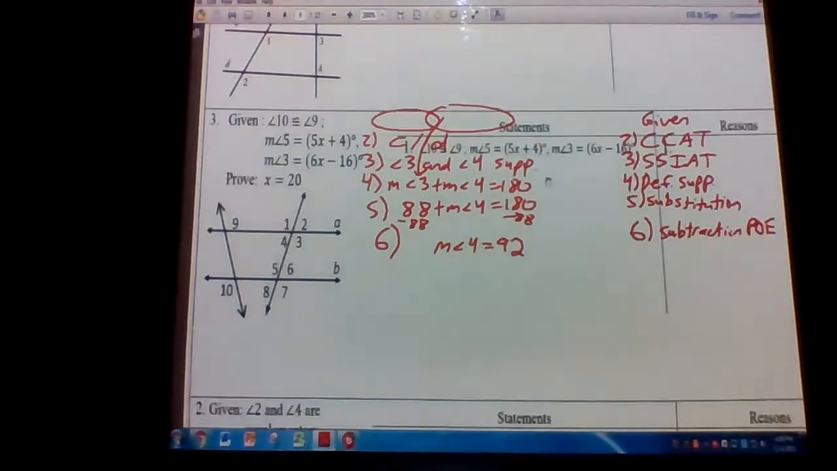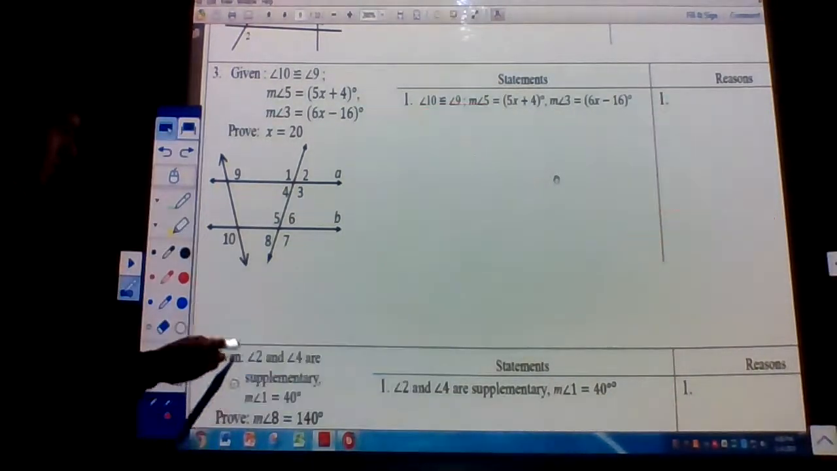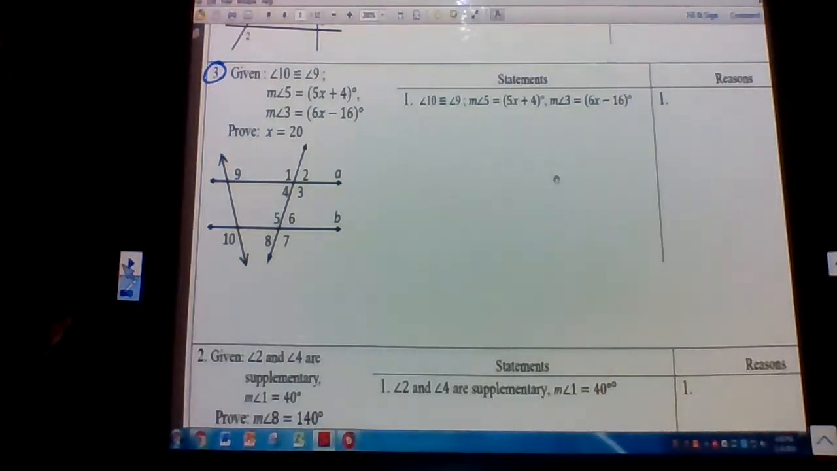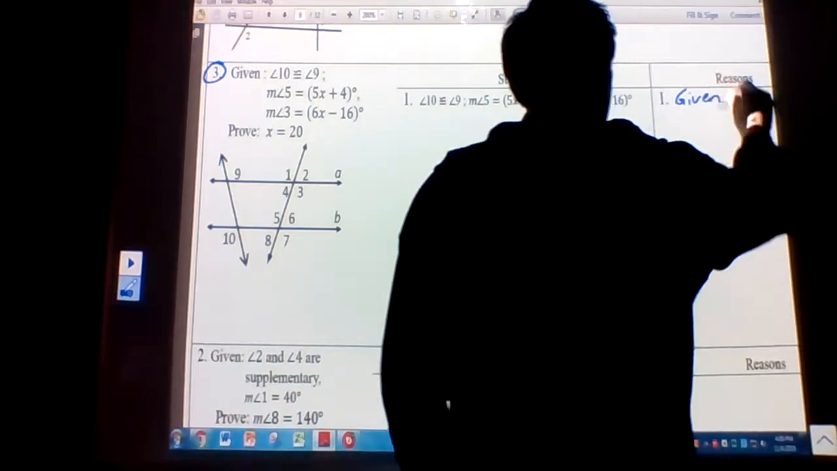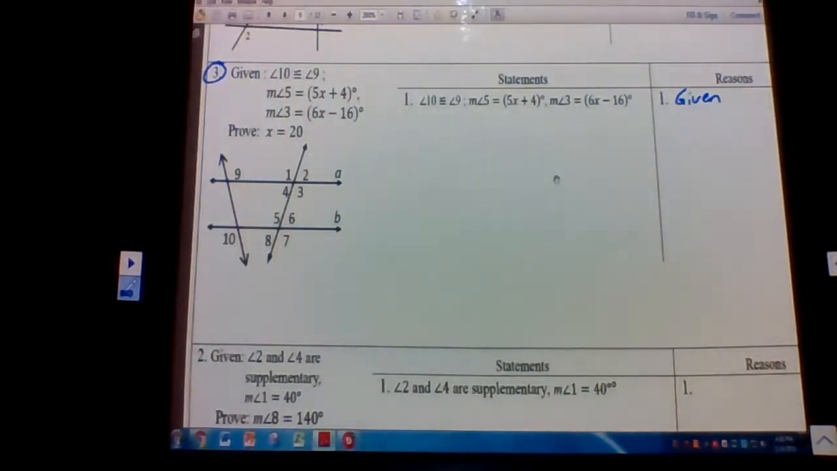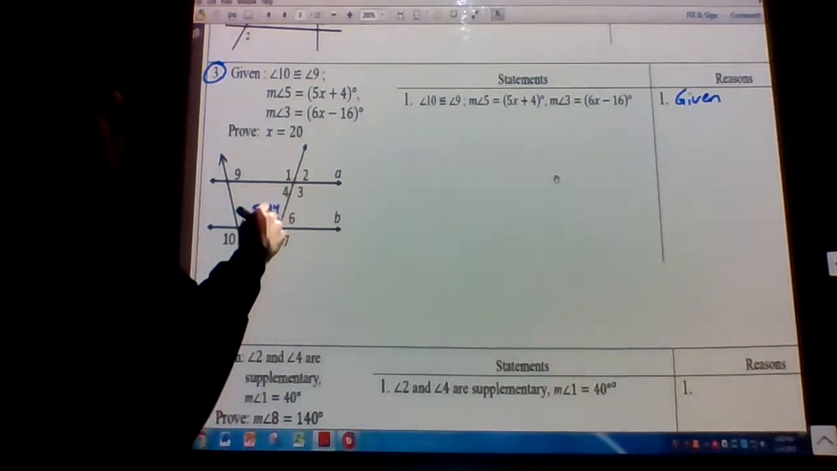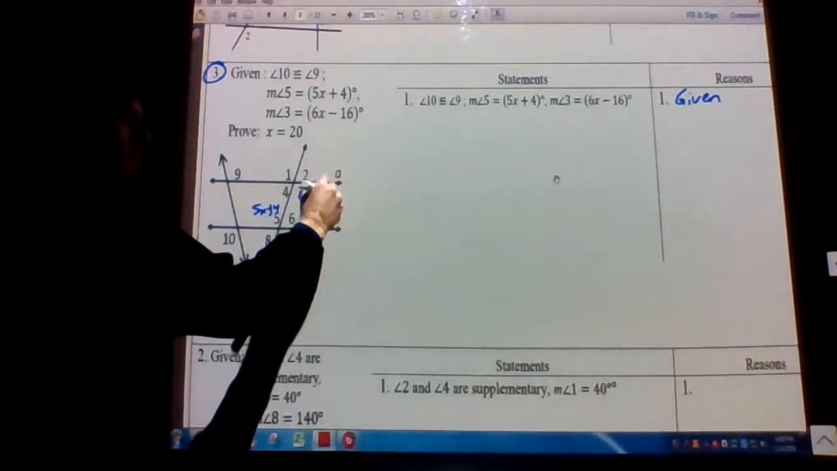Let's look at number 3. Okay. So they're giving us some information here. And they're telling us angle 10 is congruent to angle 9. Those are alternate exterior angles. We also know the measure of angle 5 is 5x plus 4. And we know the measure of angle 3 is 6x minus 16.